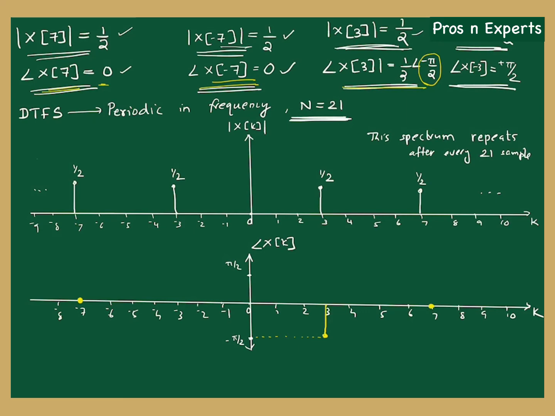Now, what is the angle at k equal to -3? The angle is equal to plus pi by 2. So at k equal to -3, we have a positive phase, positive pi by 2. And again, this entire thing repeats after every 21 samples. You have to take note of that. So this is the answer to this question.